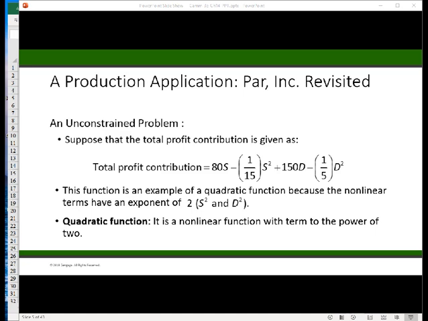As price goes up, demand goes down. And so through some economic algebra, and of course the book goes through how they derive this, it's fairly straightforward algebra, they derive this particular profit contribution function. It's quadratic, and that's a nonlinear function with one or more of its terms raised to the power of 2. And so we have both the quantity of the standard bag and the quantity of the deluxe bag. Some of the terms with those variables are squared, or raised to the power of 2.